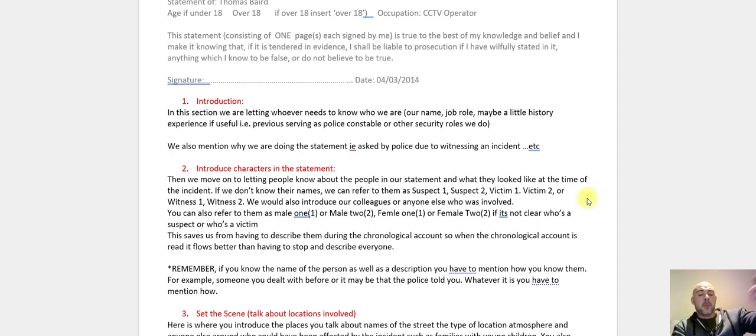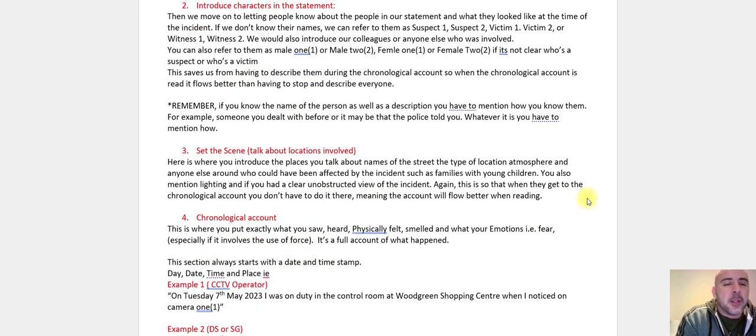And you describe them. So remember, if you know the name of the person, as well as a description, you have to mention how you know them. For example, someone you dealt with before, or it may be that the police told you their name. So it could be that after the incident, the police actually told you who they were, but you've got to say how you know them. Whatever it is, you have to mention how. Cool. So now let's move on to section 3.